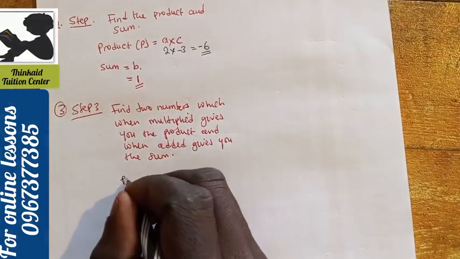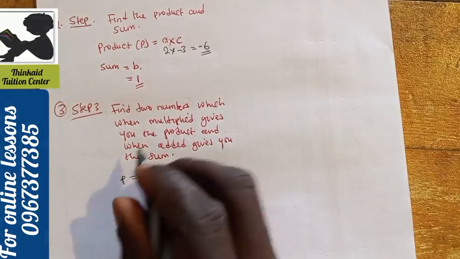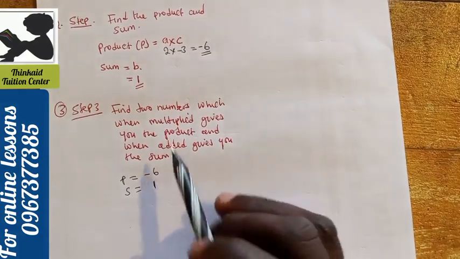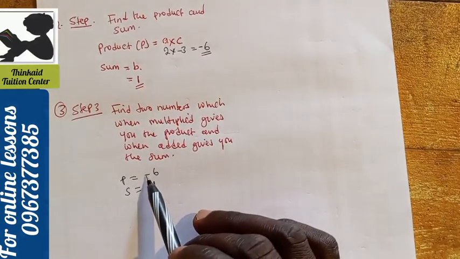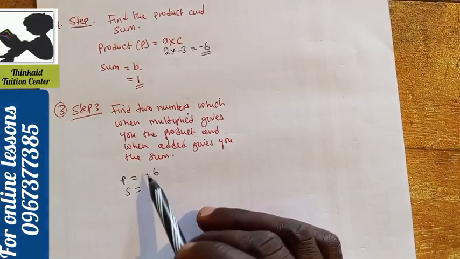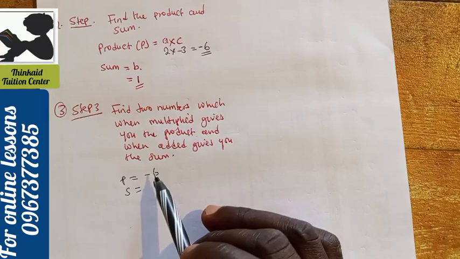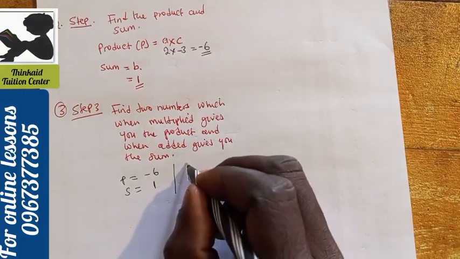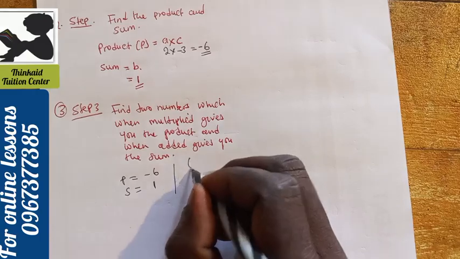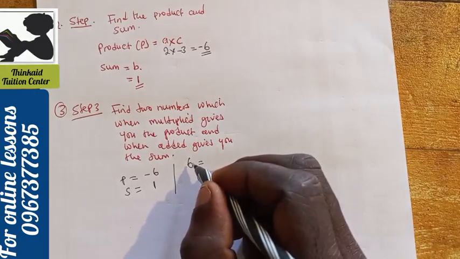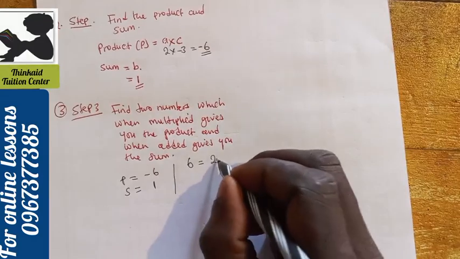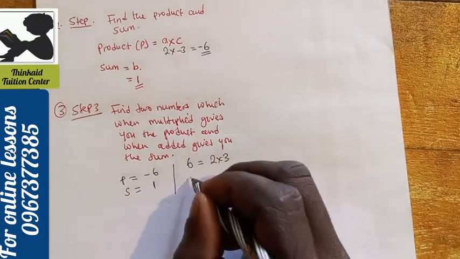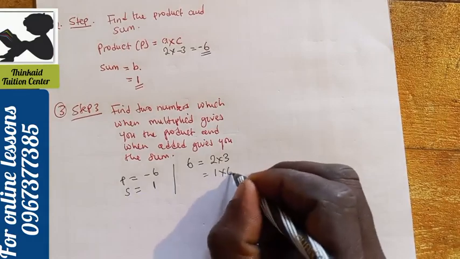Remember, our product is negative 6 and our sum is 1. So we need to find 2 numbers. Those 2 numbers, when we multiply them, should give us negative 6. And the same numbers, if we add them with their signs, give us positive 1. So let's go to the product. Remember, our product is 6. The only numbers that can give us 6 are 2 times 3, we are using whole numbers by the way, or 1 and 6.